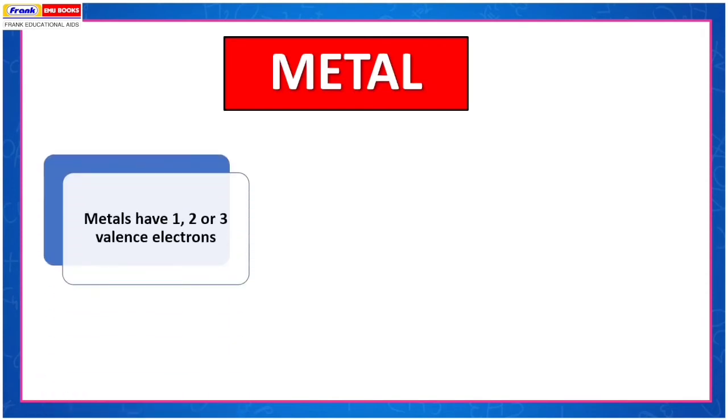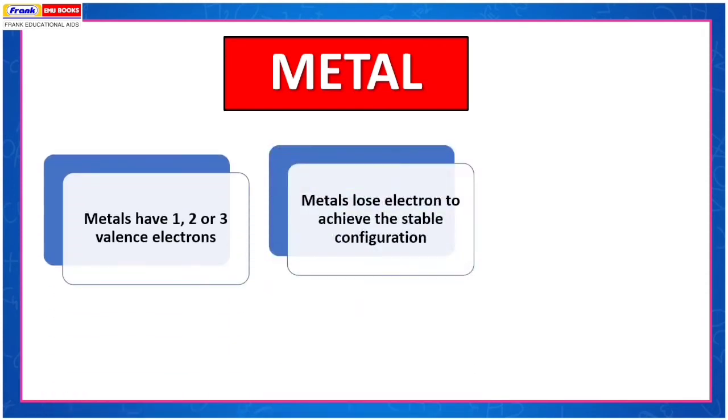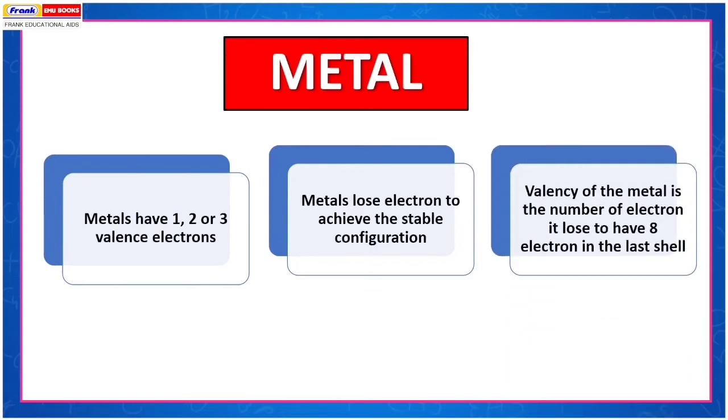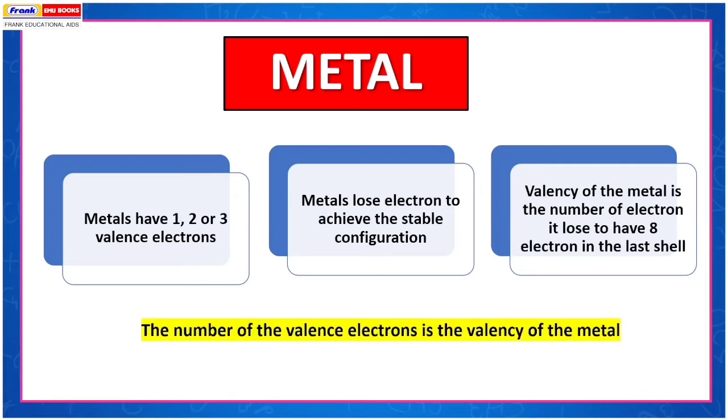Metals have 1, 2 or 3 valence electrons. Metals lose electrons to achieve the stable configuration. The valency of a metal is the number of electrons it loses to have 8 electrons in the last shell. The number of valence electrons is the valency of the metal.